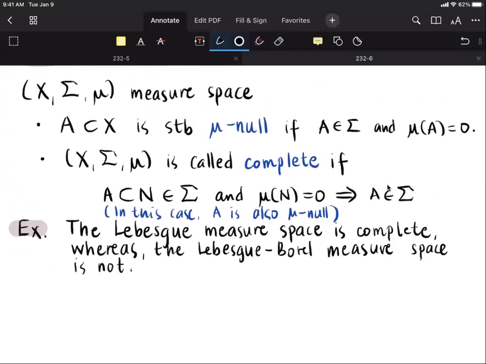Example: the Lebesgue measure space is complete, whereas the Lebesgue-Borel measure space is not. The first statement, the completeness of the Lebesgue measure space, comes from the fact that the Carathéodory extension measure space is in fact complete. For the second statement, using the Cantor set, which is measurable, there are subsets of the Cantor set that are not Lebesgue measurable, and in fact not Borel. So the Lebesgue-Borel measure space is not complete.